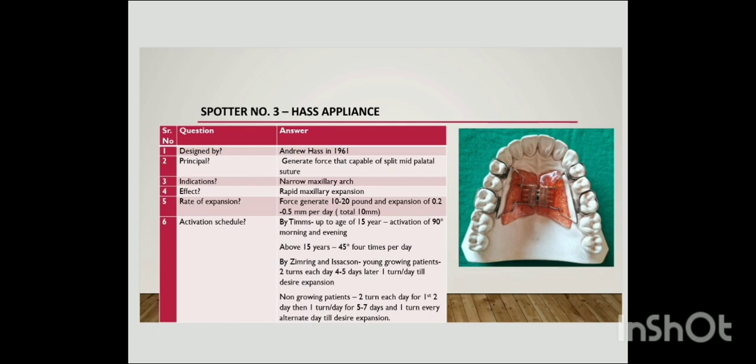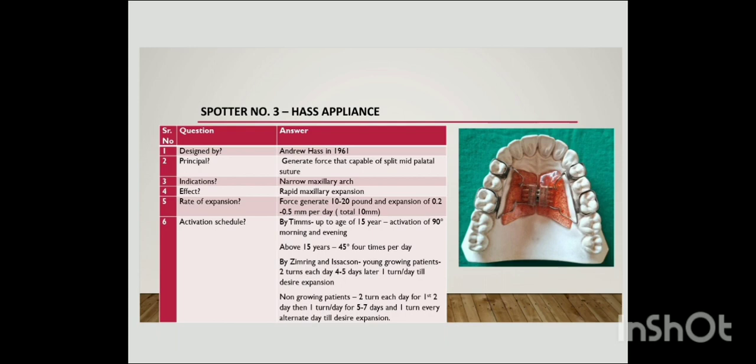Activation schedule by Thames: he explained that up to the age of 15, the activation is 90 degrees morning and evening, and above 15 years of age, 45 degrees 4 times per day. By Zimring and Isaacson, in young growing patients, 2 turns each day for 4 to 5 days, later 1 turn per day till desired expansion.